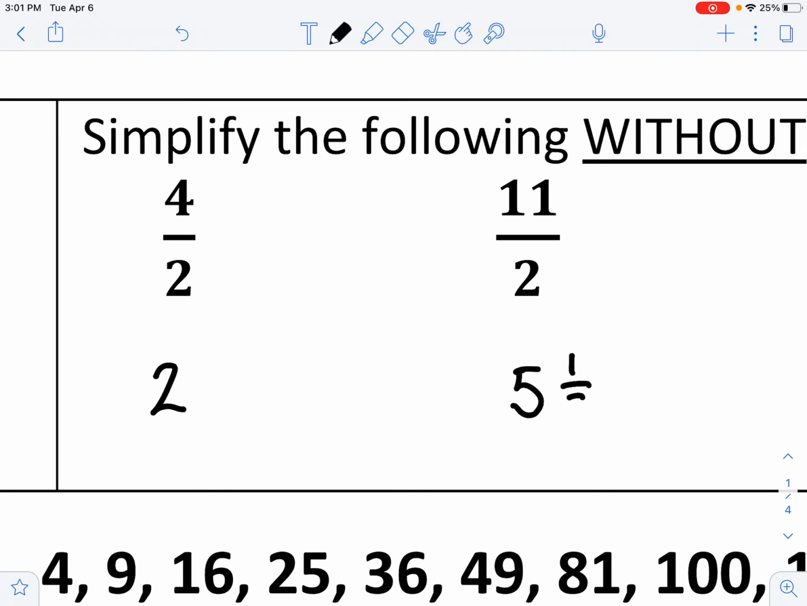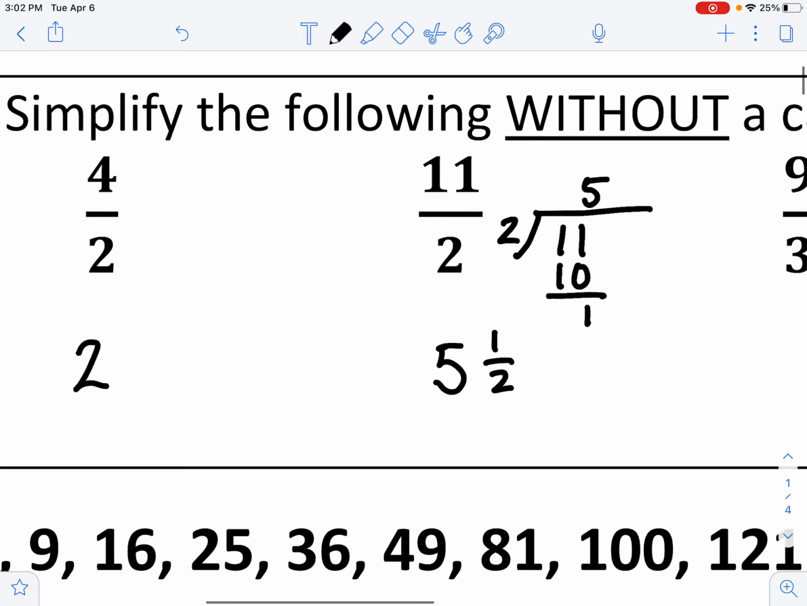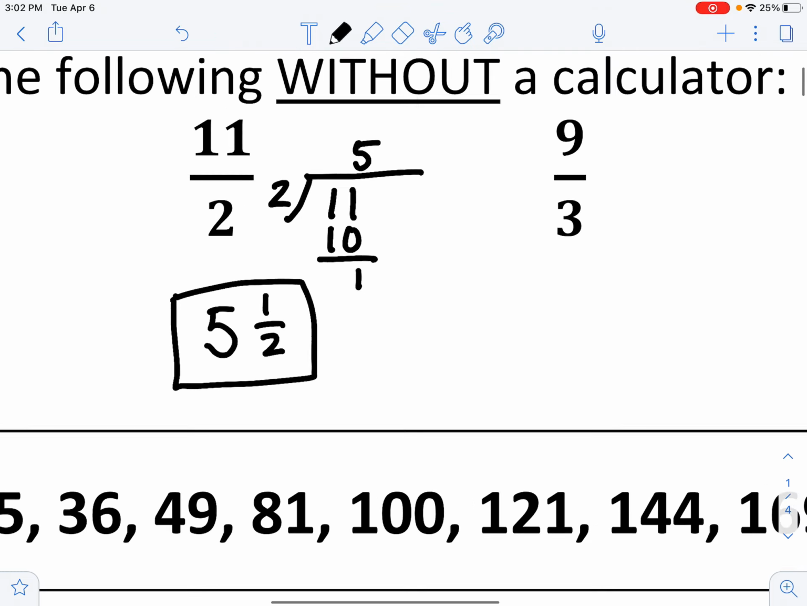If you can't do it in your head, then just do a little division problem right here. Put your 11 as your dividend, your 2 is your divisor, and then just divide. So 2 goes into 11 5 times. 2 times 5 is 10. Subtract and you get 1 left over, and that's the numerator of your mixed number. And your denominator stays the 2.